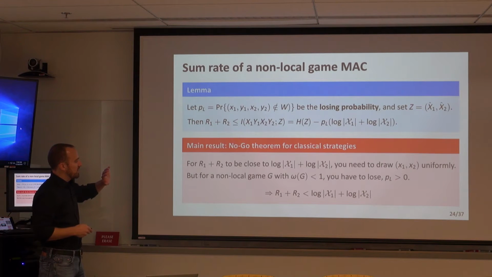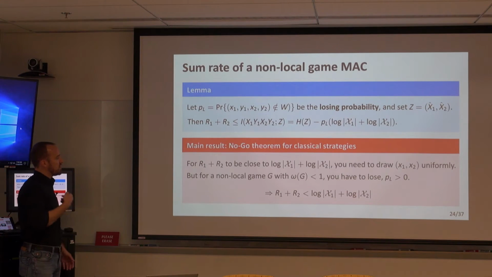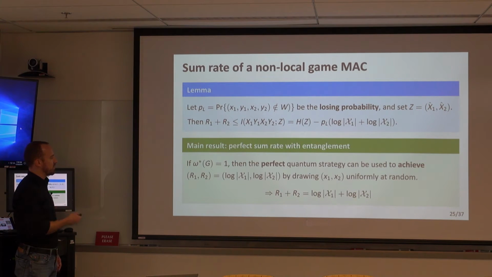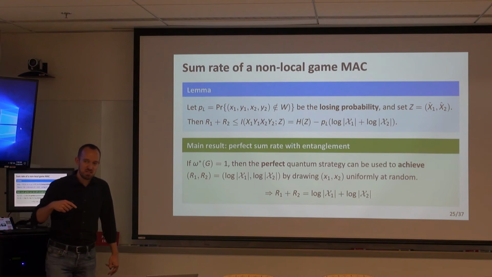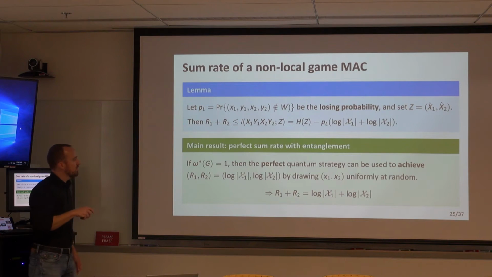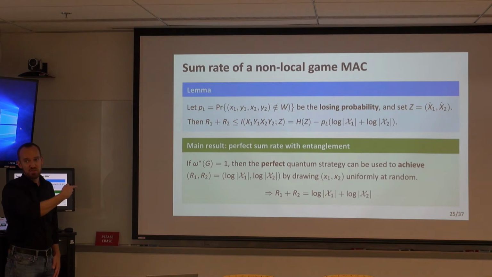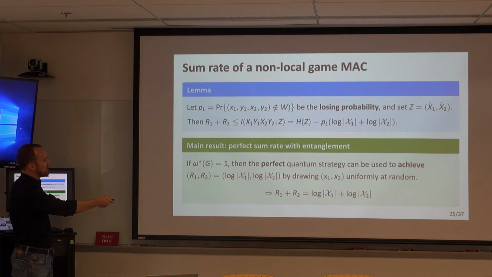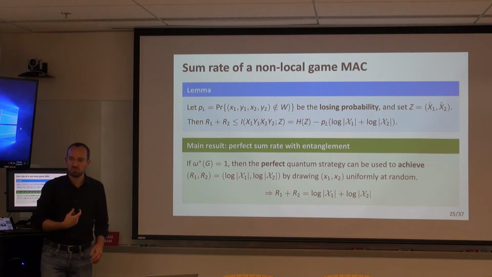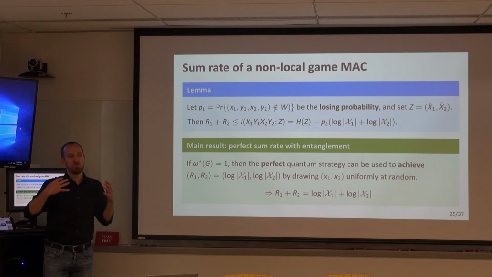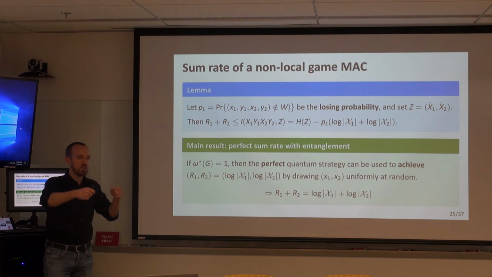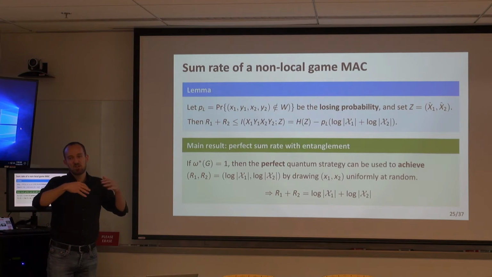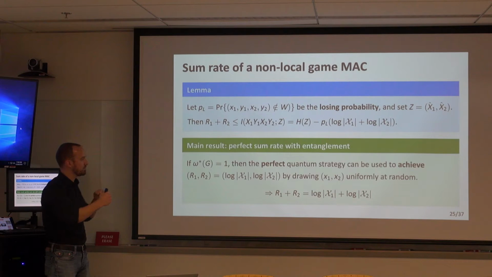So this is for classical strategies. But if I now take a game where the quantum value is 1, then I can use the entanglement assistance in the way that I defined it before, together with this perfect quantum strategy that I know exists, to achieve the rate pair log x1, log x2. I just ask the questions uniformly, and then I use the perfect quantum strategy to always come up with the right answer. I don't care what answer, because the channel only gives me back the question pair.